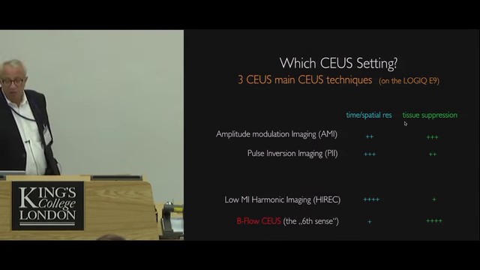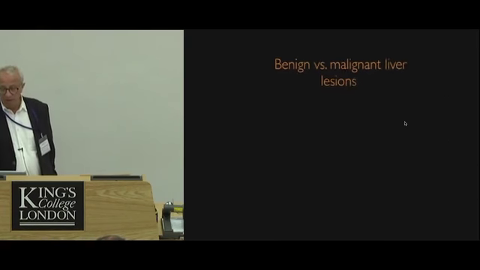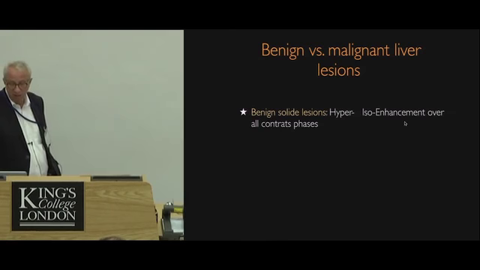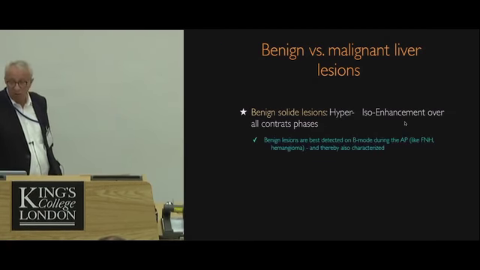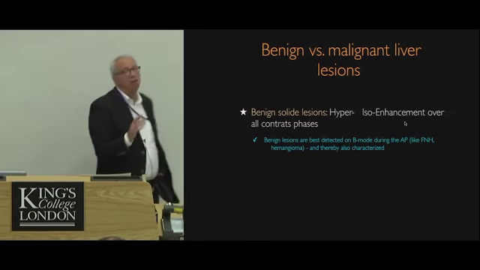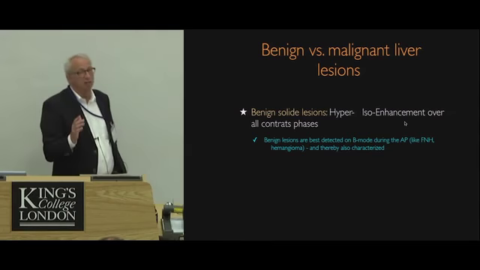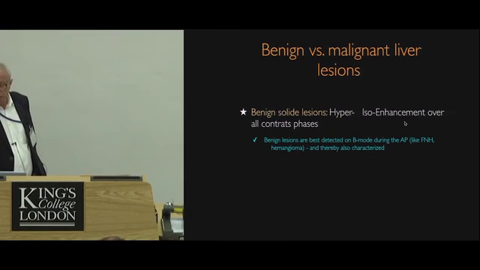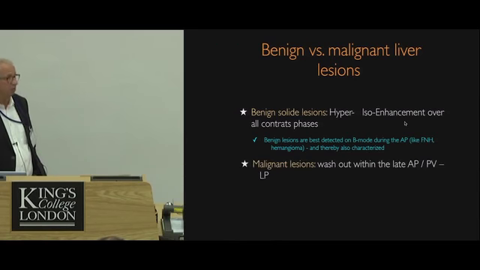Okay, benign versus malignant tumors. You already heard that benign lesions show iso-enhancement over all contrast phases. So benign lesions are best detected on B-mode, of course, number one, but also during the arterial phase. Because in the late phase they are iso-enhancing with the surrounding tissue, you will not detect them in the late phase. You will detect them in the arterial phase or in grayscale. That is like FNH or hemangioma. And the malignant lesions, they wash out, metastasis mostly during the late arterial phase or early portal venous phase.